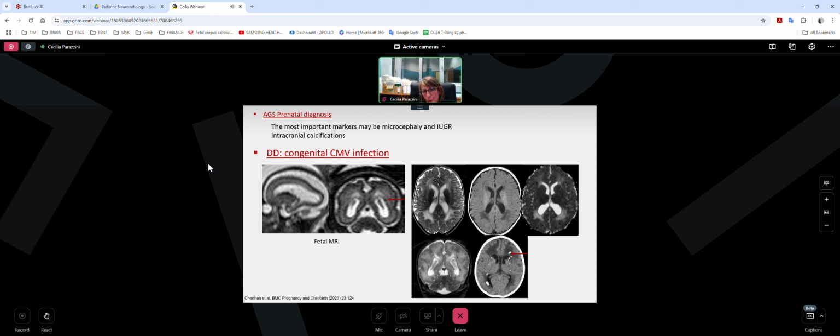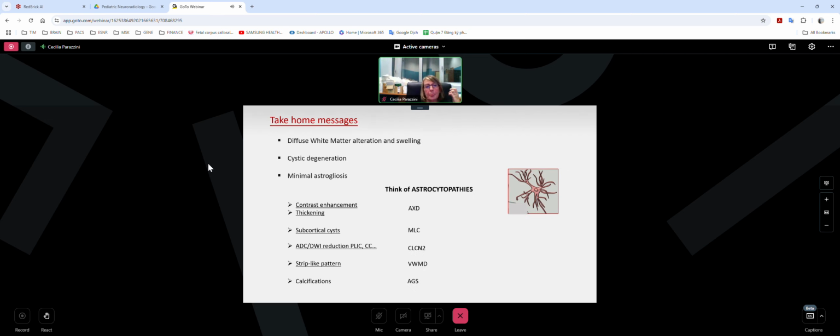Also for AGS, prenatal diagnoses are described in few cases, and in all of them the diagnosis was made by genetic tests. But the most important markers may be microcephaly and IUGR, and sometimes intracranial calcification. So the most important differential diagnosis is with congenital CMV infection. Of course, the clinical aspects, and the biochemical and genetic tests may help us to make the right diagnosis.